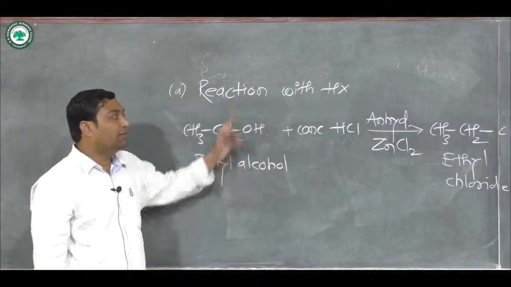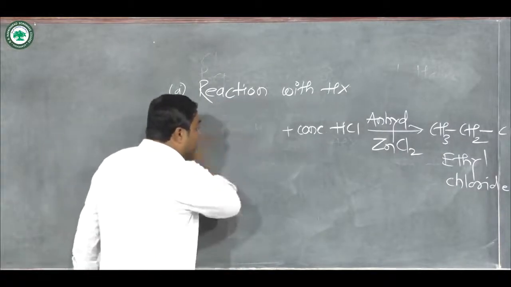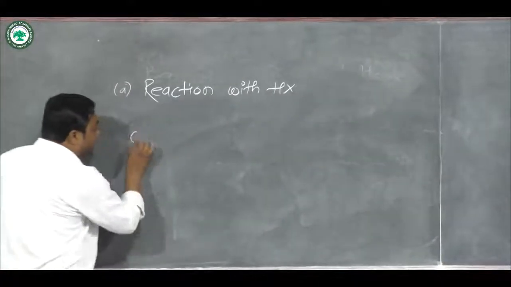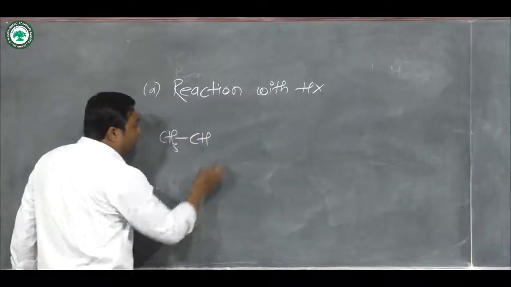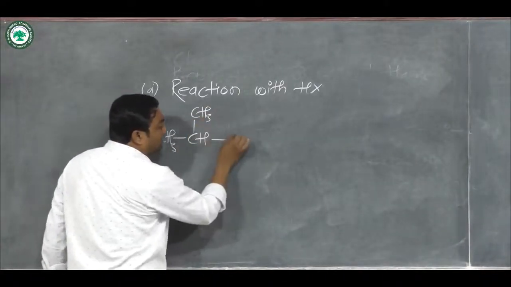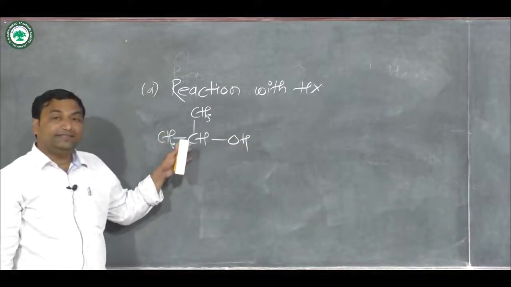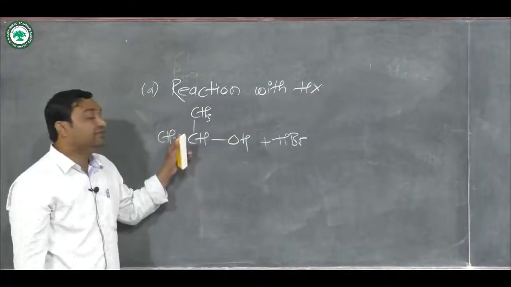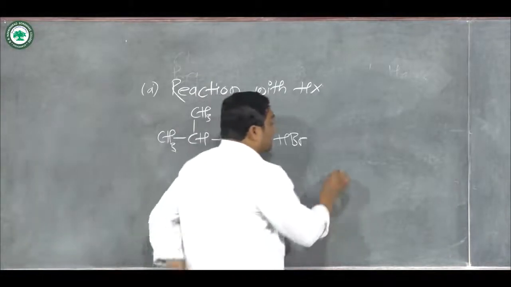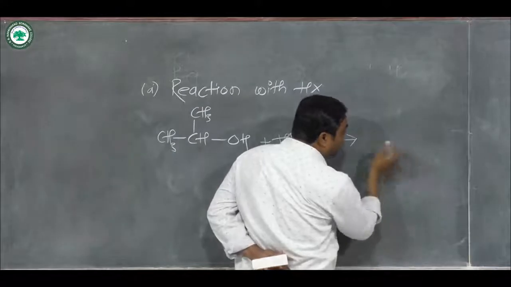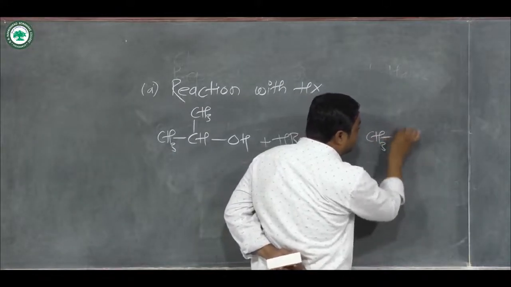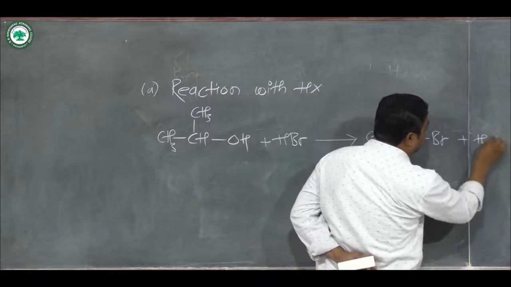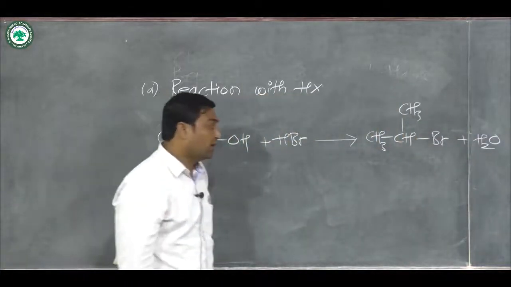Now another example of this reaction. When this 2-propanol is treated with HBr, we obtain 2-propyl bromide as a product.